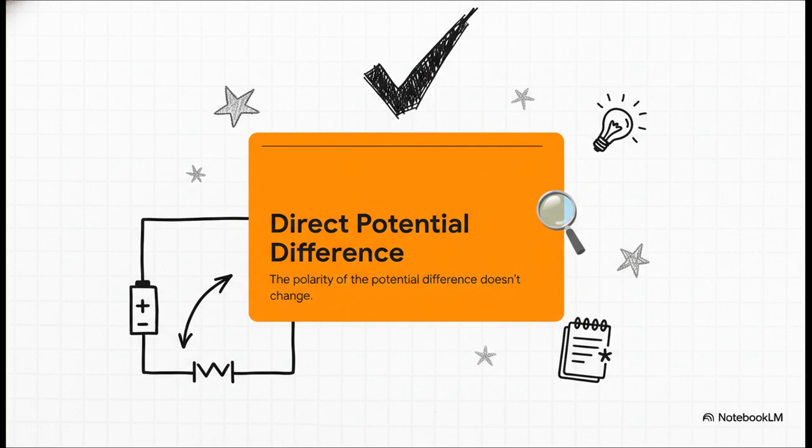Now check this out. This is the really useful bit. It says, allow, direction of the potential difference doesn't change. This is a great insight, right? It shows the examiner isn't looking for one single magic phrase. They'll accept different wording as long as you've got the main idea down.